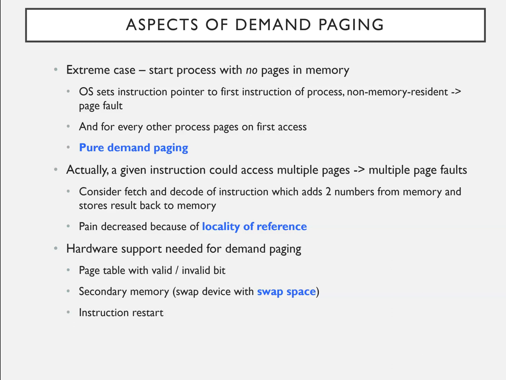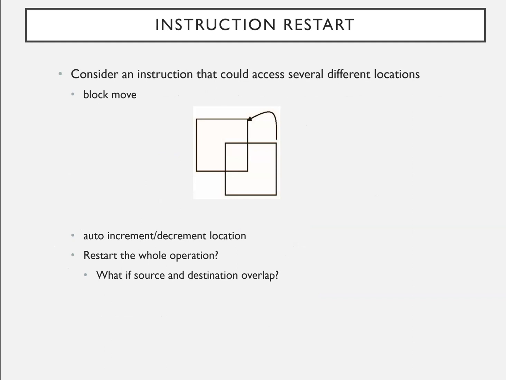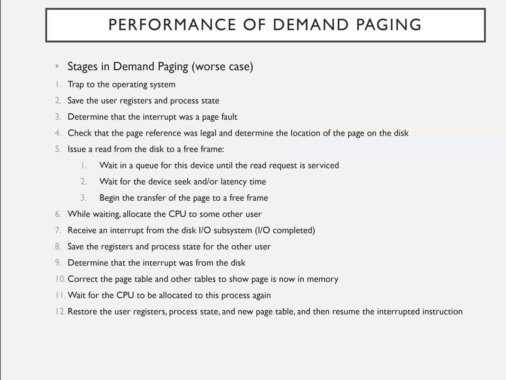We can decrease the pain for something like that by using locality of reference. Also by hardware support which is needed for demand paging. Basically a page table and a secondary memory with swap space, and the ability to restart an instruction. So consider an instruction that could access several different locations, like a block move. We auto-increment, decrement the location. Do we restart the whole operation? What if the two sites overlap?